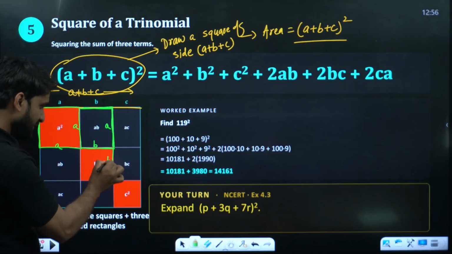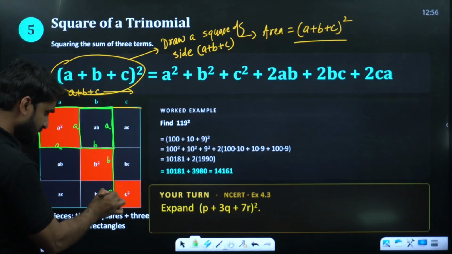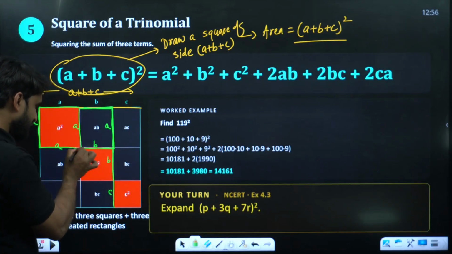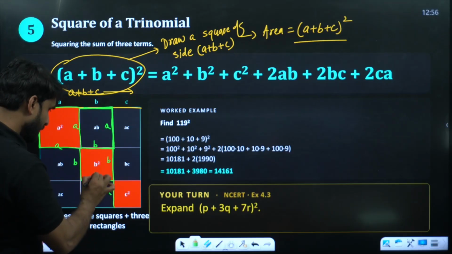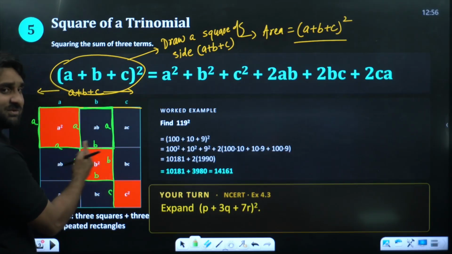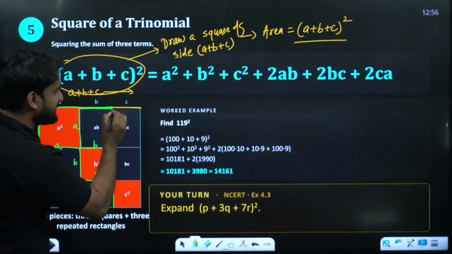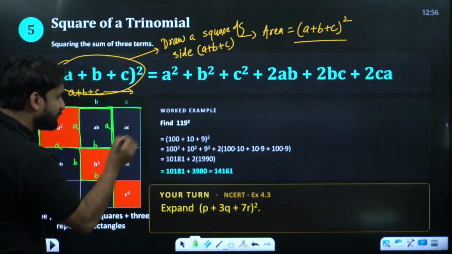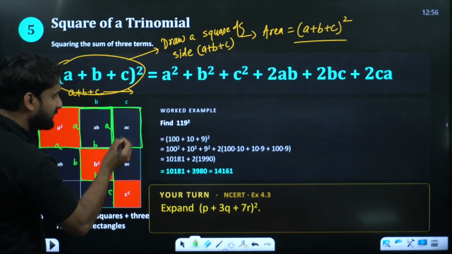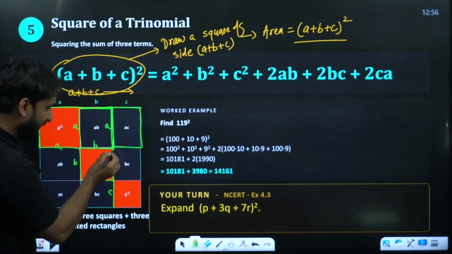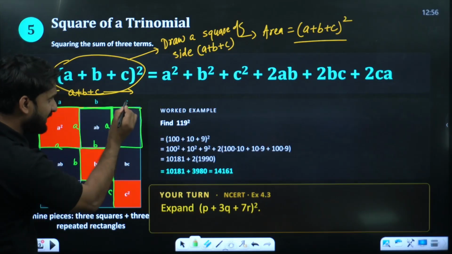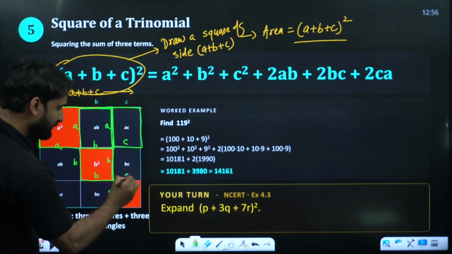So this is b, and it has to be c. And if this is b, this will also be b, and if this is also b, wow, this has become a square of side b. So the area will be b square. Similarly, this is c, but this is a, so this is a rectangle, and that's why the area is ac. And if this is b here, and here this part is c, it has to be c, c, c.